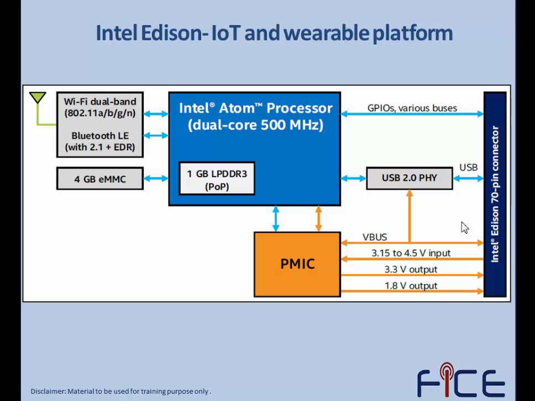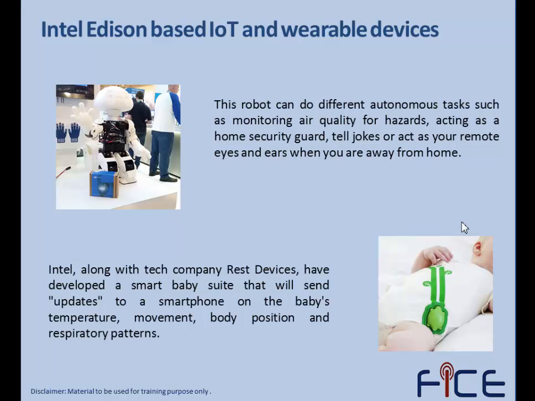So if you really want to understand Intel Edison, you should understand the products that are based on Intel Edison, what wearable devices have already been developed by us or by entrepreneurs. So this is a robot, and this robot can monitor air quality, it can act as a home security guard, it can sense how you feel and tell you jokes, or act as remote eyes and ears when you are away from home. So it is an Intel Edison based gadget.